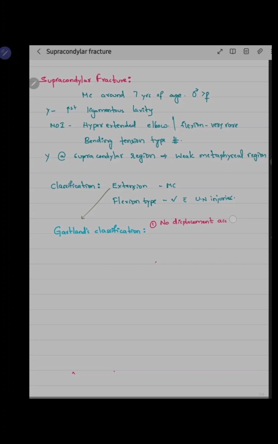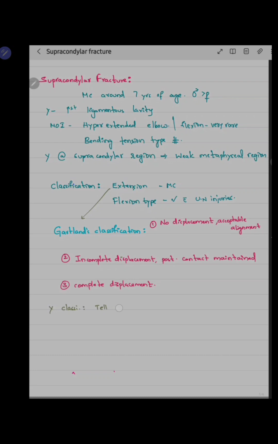The Gartland classification has four types. The first is no displacement with an acceptable alignment. I'll come back and explain what an acceptable alignment is. The next is incomplete displacement, where the posterior contact is maintained. The third type is complete displacement, that is, there is no contact between the fractured parts. And there is type 4, where there is complete loss of the anterior and posterior periosteal hinges also. So it is a very high injury and very unstable in flexion and also in extension.